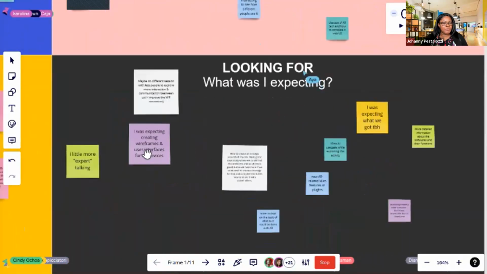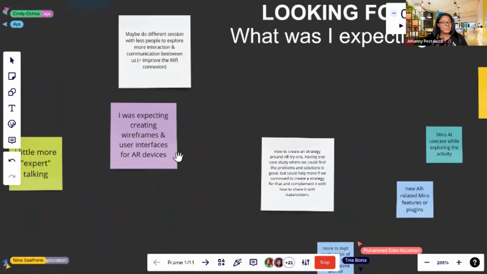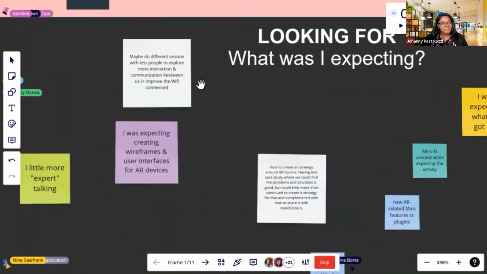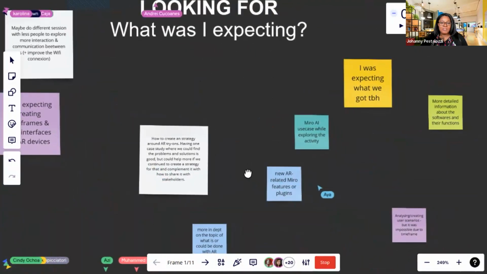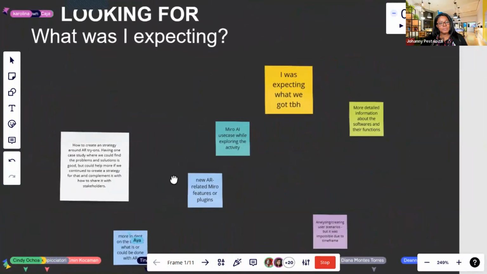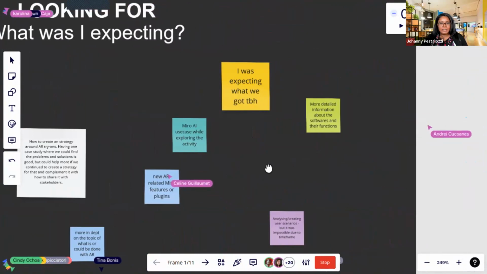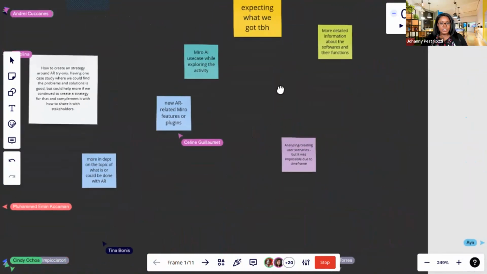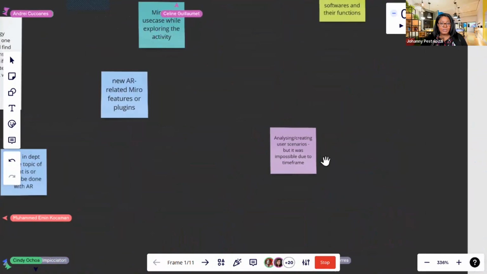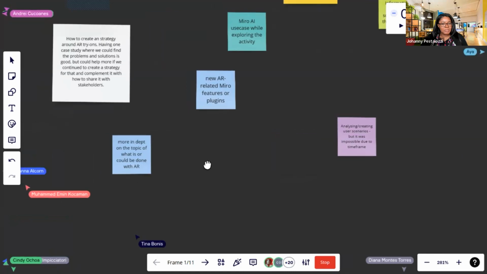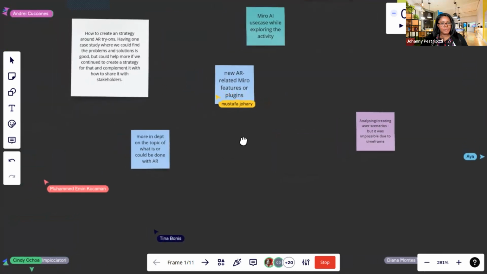Okay, so what people were looking for, expecting: creating wireframes and user interfaces. Okay, maybe do a different session with fewer people to explore more interaction. Miro AI use case while exploring this activity. Good point. I was expecting what we got. Okay, not really understood, to be honest. More detailed information about the software and their functions, analyzing, creating user scenarios, but it was impossible due to the time frame. Okay, more in-depth of the topics and new AR-related Miro features and plugins.